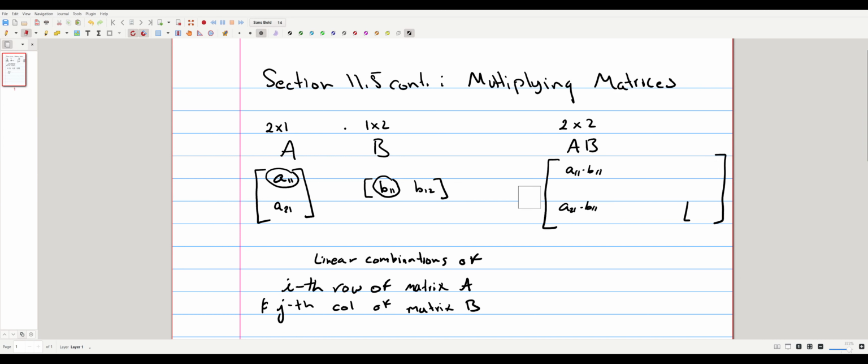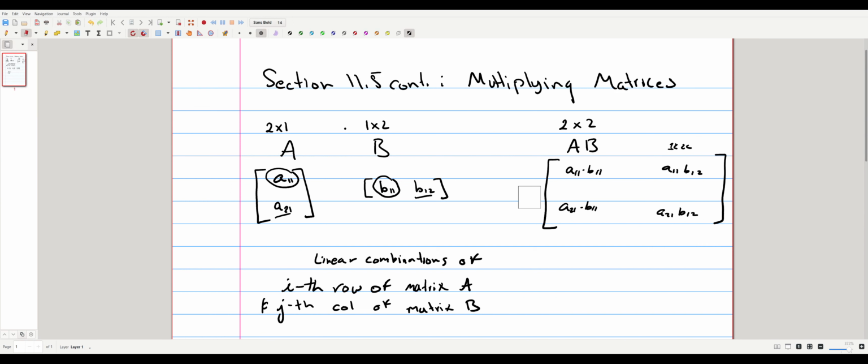Okay, so let's fill in these last two. This is the second row, this is the first row still, right? First row, second column. And so you take the first row, which is just the term A11, and you multiply it to the second column, which in this case is B12. And this is the second row, second column. So you take the second row from A and you multiply it to the second column from B.